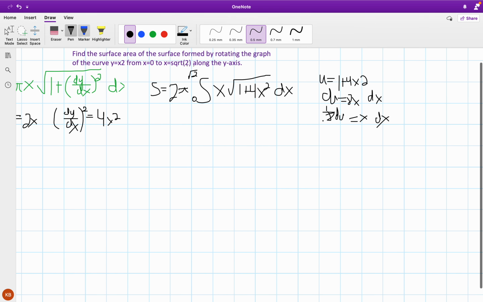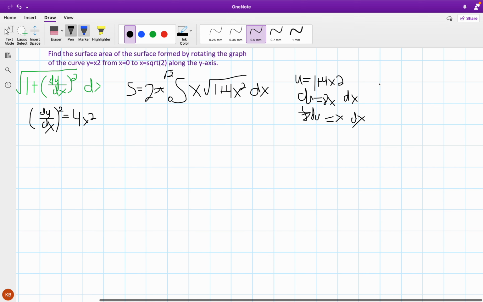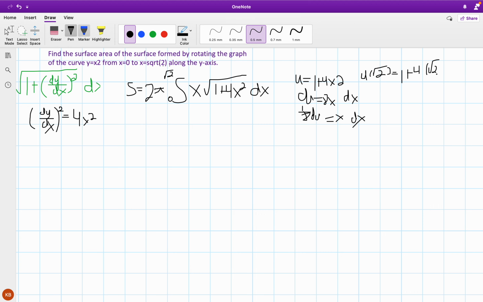Alright, and these bounds are not matching our u, so we have to put them into this equation to replace the bounds. So u of the square root of 2 equals 1 plus 4 times root 2 squared, which equals 9. And we're going to do the same for 0, and that's going to equal 1.